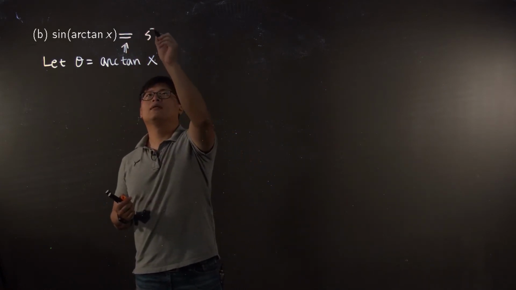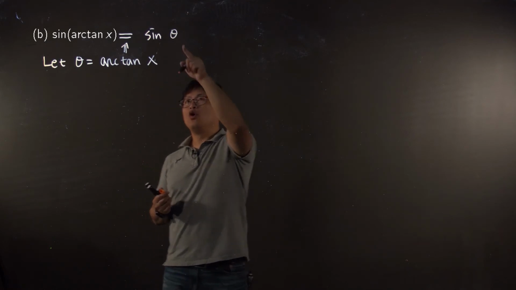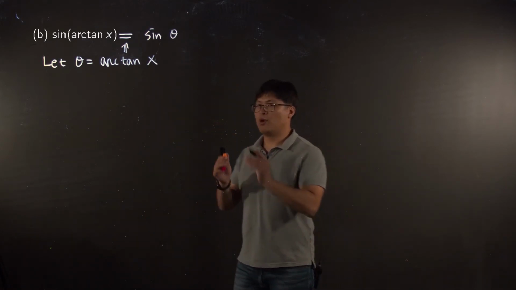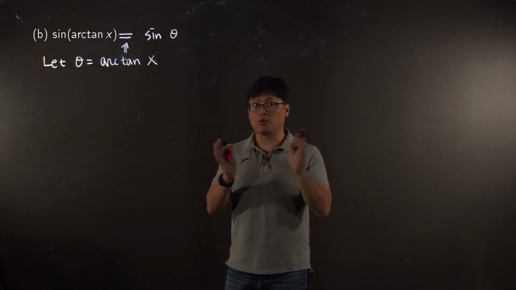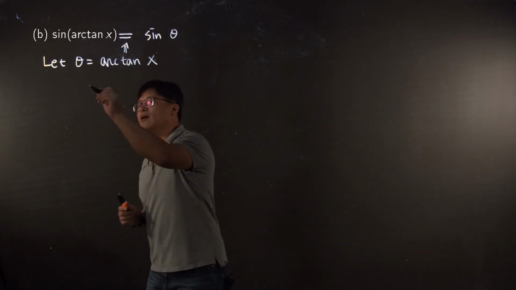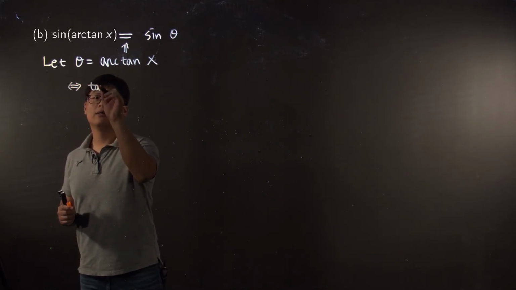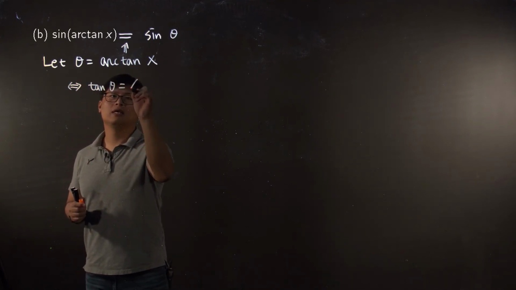With this, I can update my problem this way, okay? Which is sine theta. Now, we're gonna focus on finding sine theta, okay? How can I do it? We have to have a right triangle first, right? With correct dimensions, right? So here we go. By the definition of the inverse function, tangent theta is equal to x, okay?